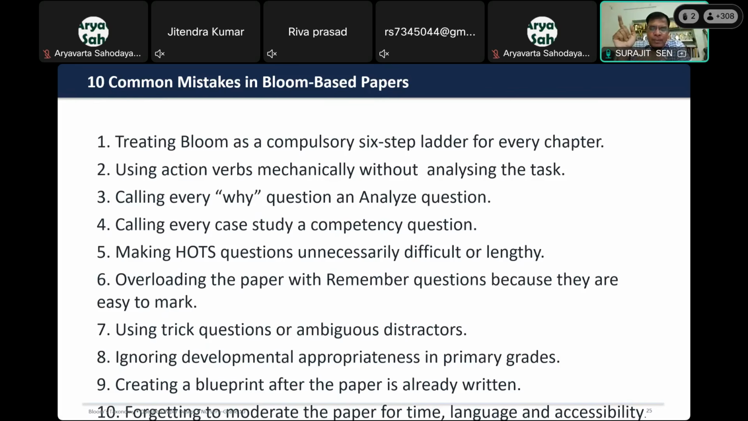Creating a blueprint after the paper is already written; please make it beforehand. Forgetting to moderate the paper for time, language, and accessibility. These are some of the things we forget. We have to remember that we have to make a good paper, an answerable paper, a balanced paper, where all six steps of learning should be there. If that is there, a good question paper has been made.